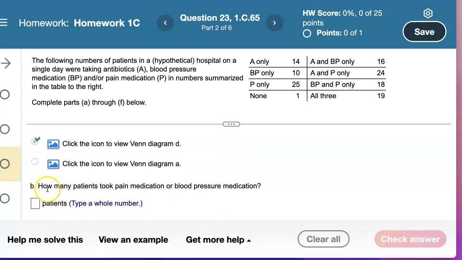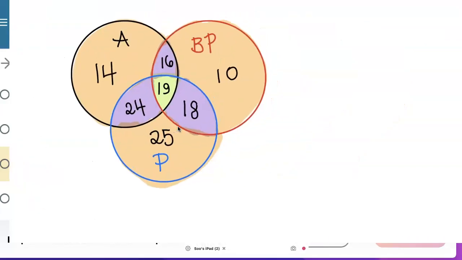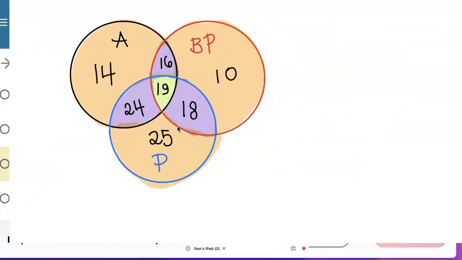How many patients took pain medication or blood pressure medication? So it's P or BP. Okay, look, P or BP. I'll try to highlight that part. P or BP. So everything in those two circles that I just traced in red. So if you want to find that answer, you're going to have to add some numbers.